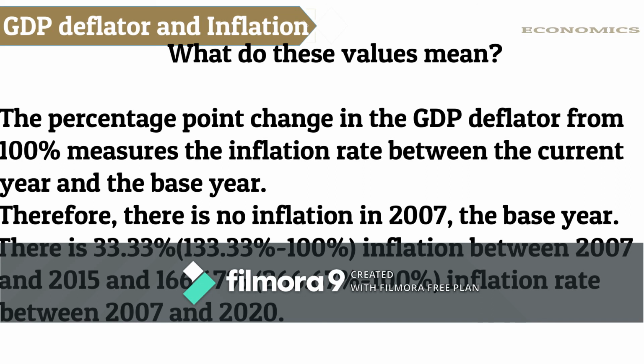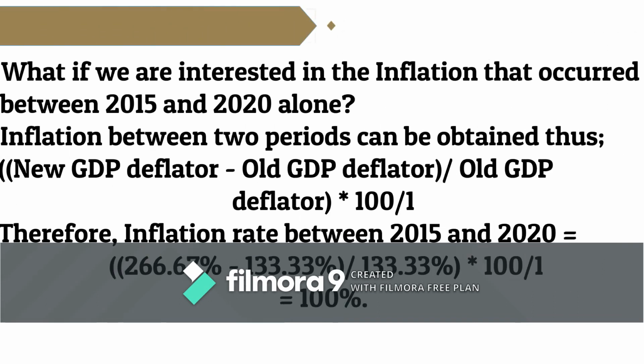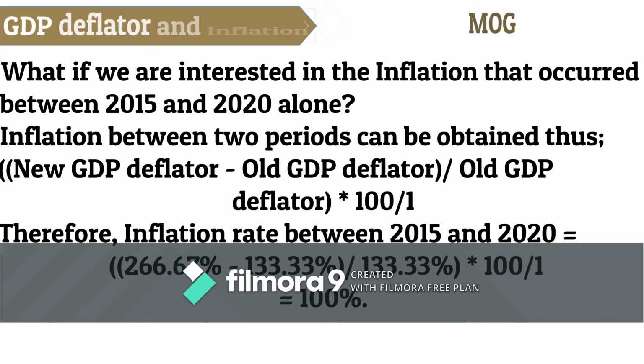What if you are interested in knowing the inflation that's occurred between 2015 and 2020 alone? Recall that we've been finding the inflation rate from the GDP deflator of a particular year against 2007, which was used as the base year. What if we are not looking at it in that light? What if we just want to look for the inflation that occurred between 2020 and 2015? So how do we go about that?